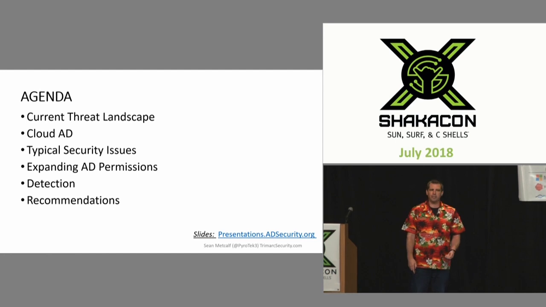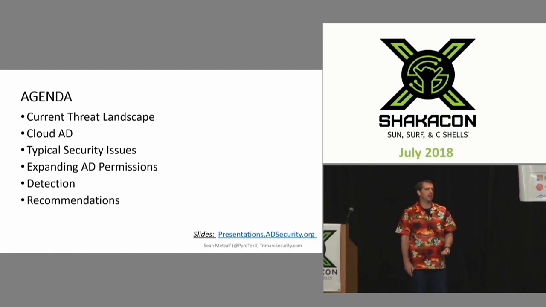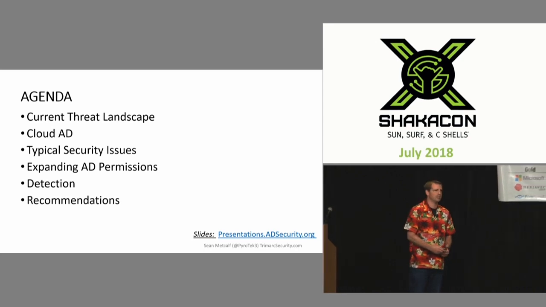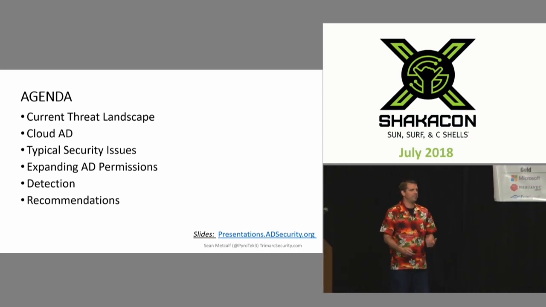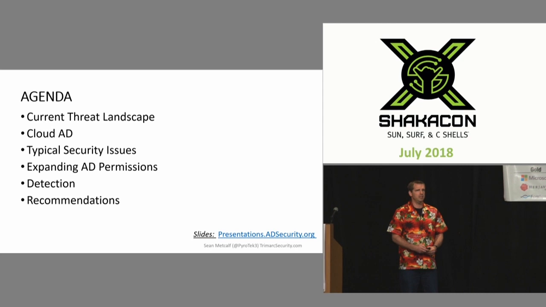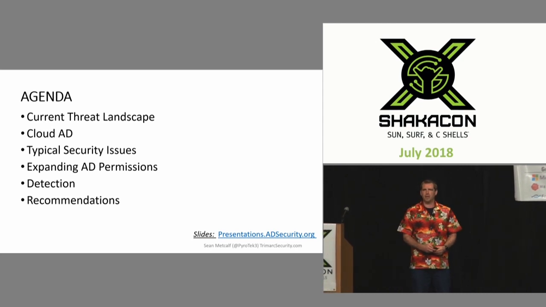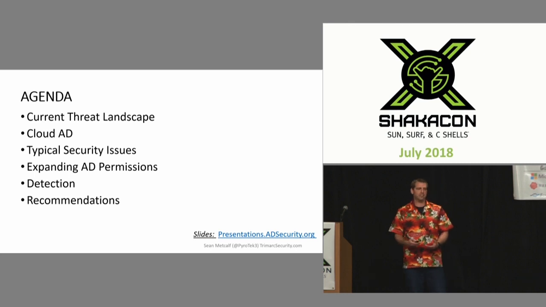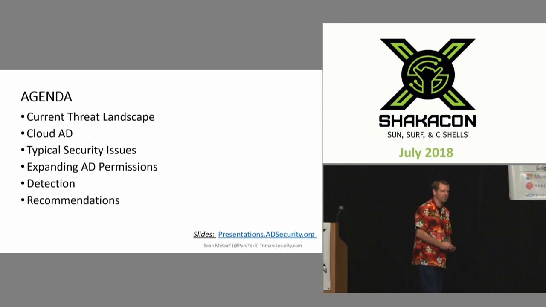So we're going to go over the current threat landscape, cloud Active Directory. What does that actually mean? The typical security issues that I've seen at customer sites and organizations and how to fix those, clean them up. The ever-evolving and expanding set of permissions that tend to just take over Active Directory over time. Some cool attack detection, and then wrap it up with some recommendations.